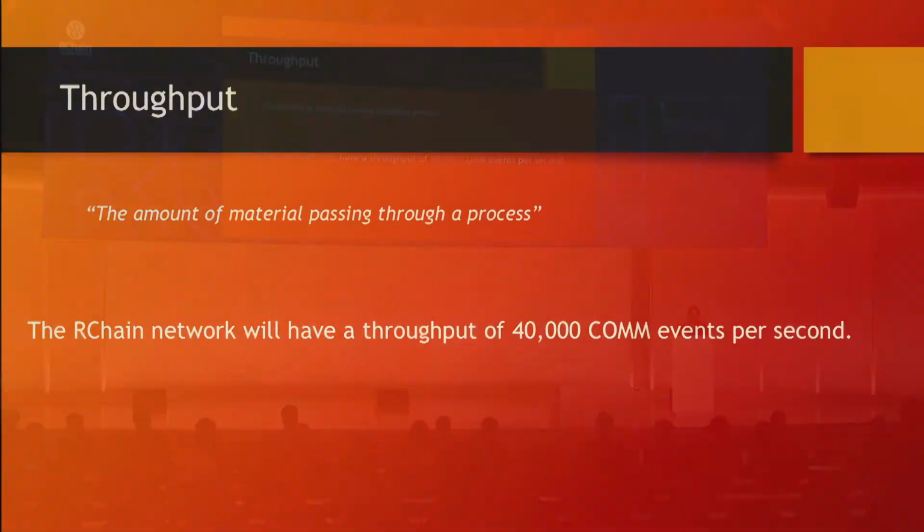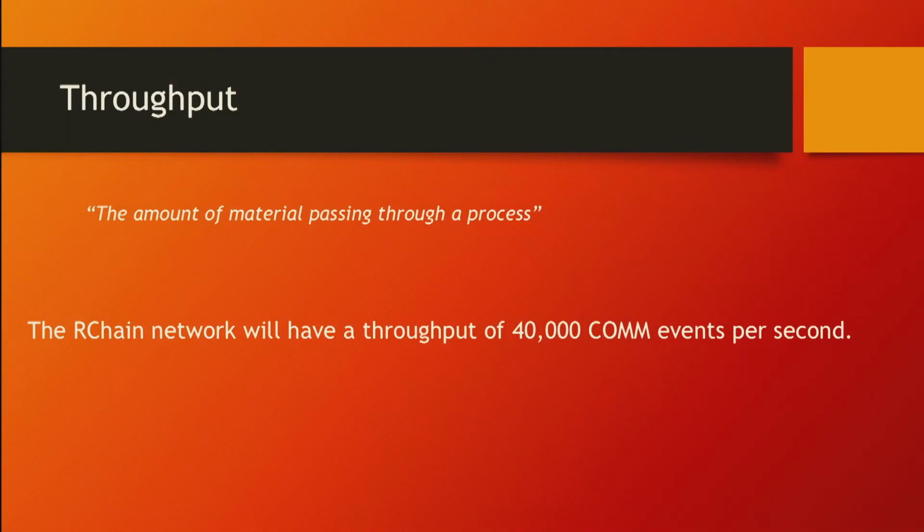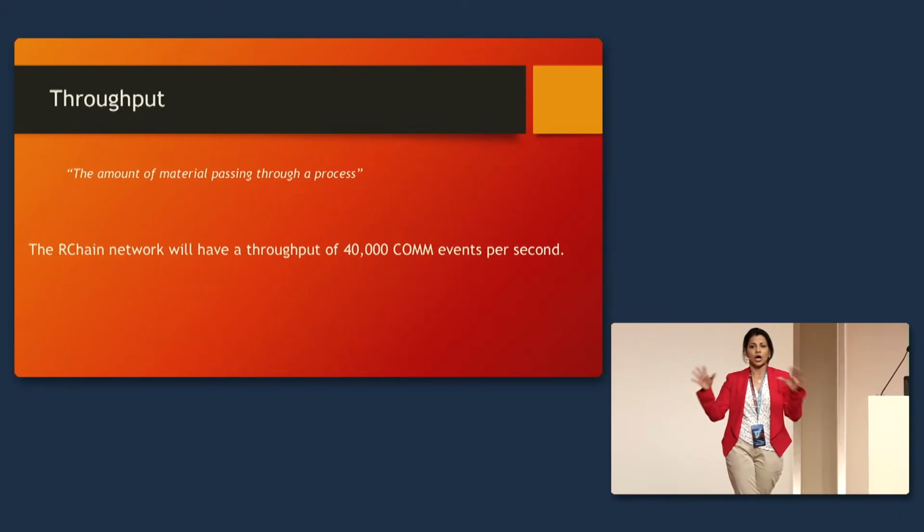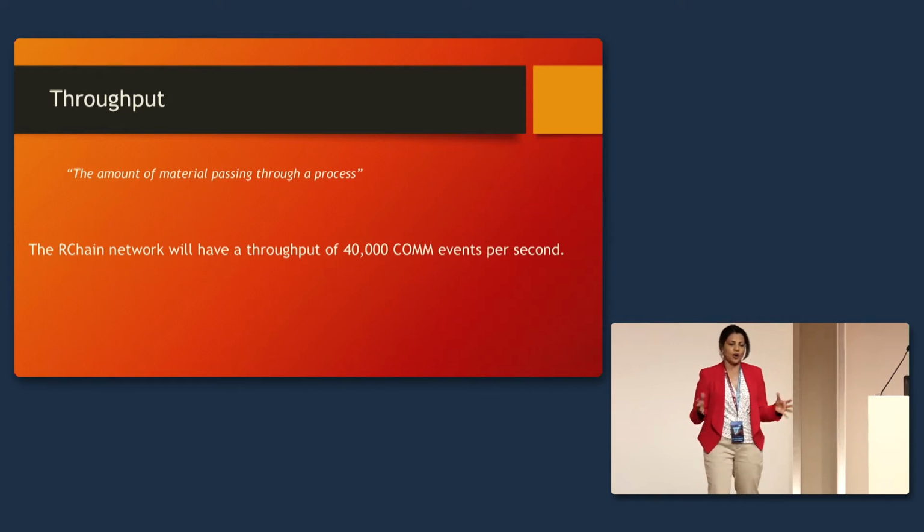Right? So what we're going to show you today is throughput. And throughput really is about the amount of material passing through a process, or the number of transactions that any given node could process. And our chain has a promise that we will deliver a throughput of 40,000 COM events per second across the network. So what does that actually mean? Well, it means that over the entire network, all of the different shards, you can expect a minimum throughput of 40,000 COM events per second.